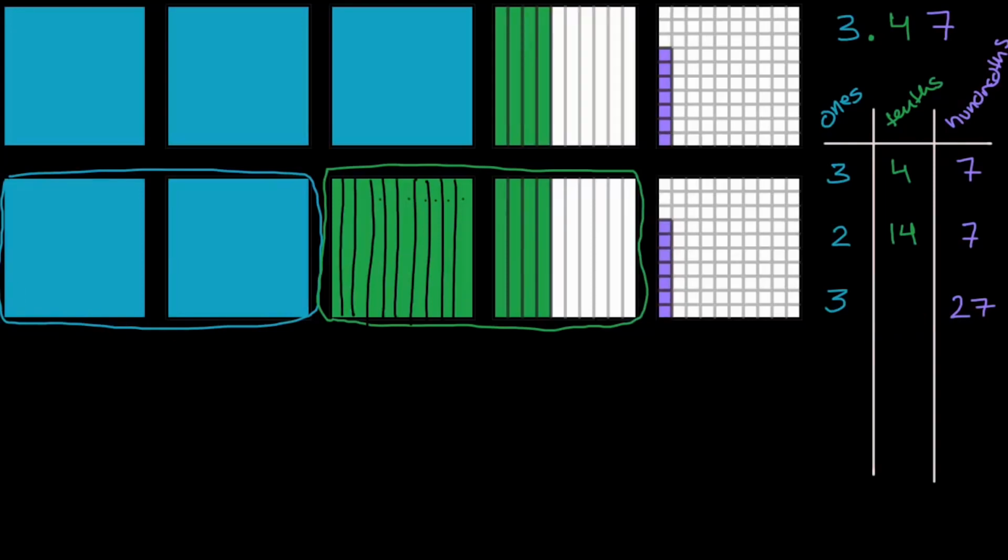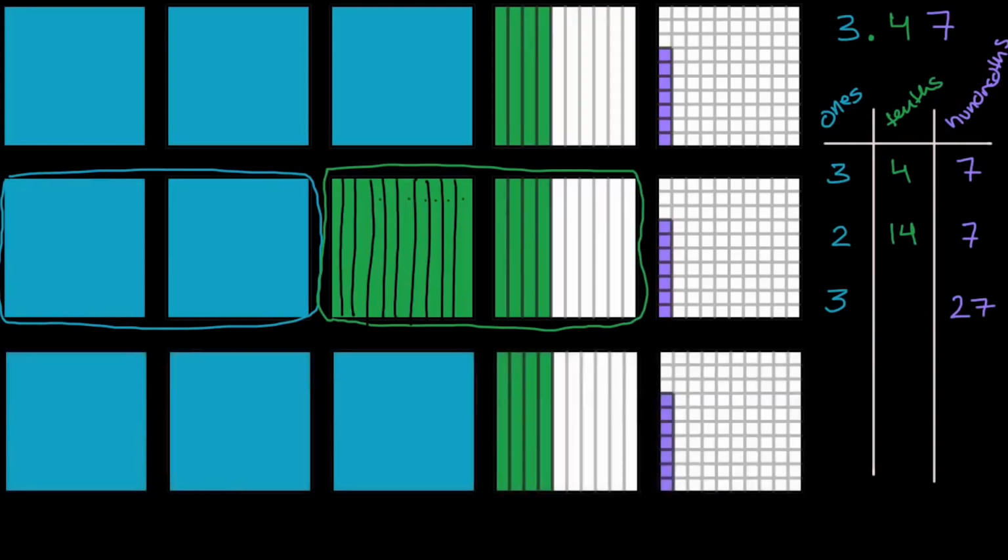All right, well, let's get that same number again. And now let's think about how we might have to regroup between the places. So we have our 3 ones, just like the first case. But now we have 27 hundredths. So in addition to these 7 hundredths, we have to find another 20 hundredths someplace. Well, the most natural place to go would be right over here. And 20 hundredths is the same thing as 2 tenths.